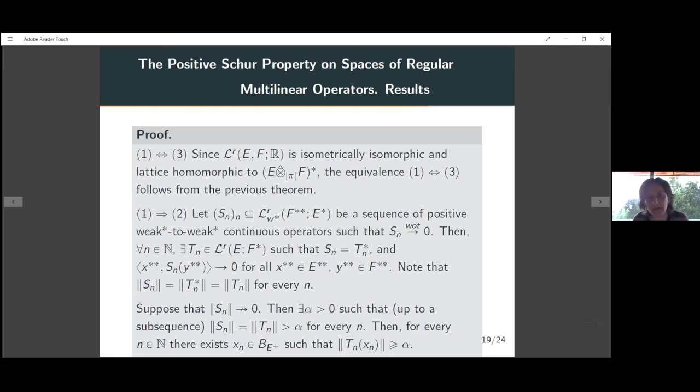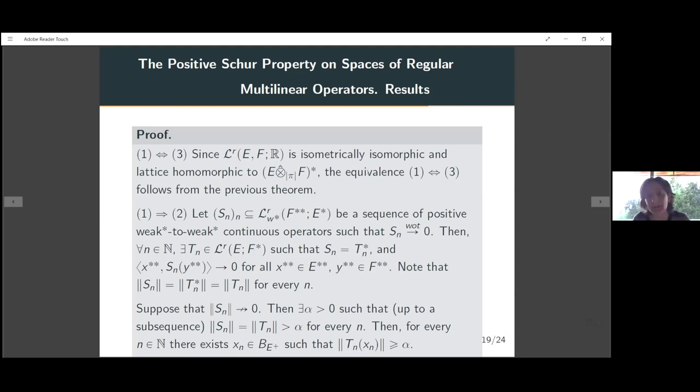This dual is actually what? It is L(E ⊗ F, R), the space of all operators from the positive projective tensor product into R, the real number space. And this is lattice homomorphic and isometrically isomorphic to L(E, F*). So these spaces are equal in the sense of lattice homomorphism and isometric isomorphism.